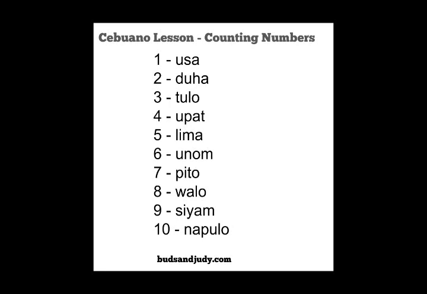Unom. Unom means six. Pito. Pito means seven. Walo. Walo means eight. Siyam. Siyam means nine. Napulo. Napulo means 10.